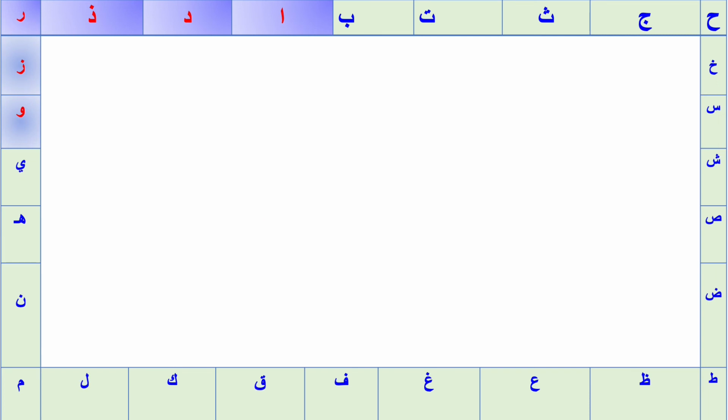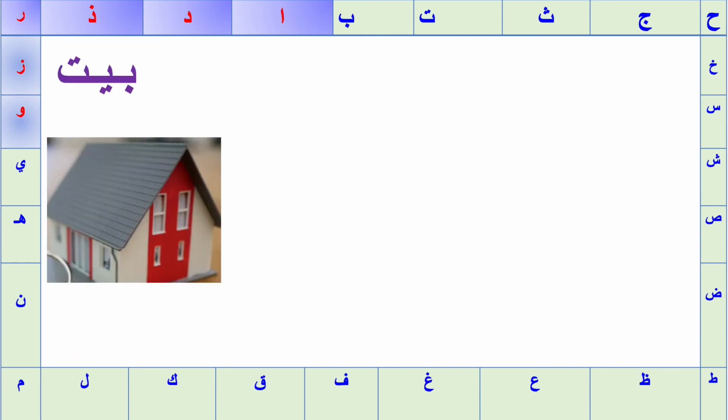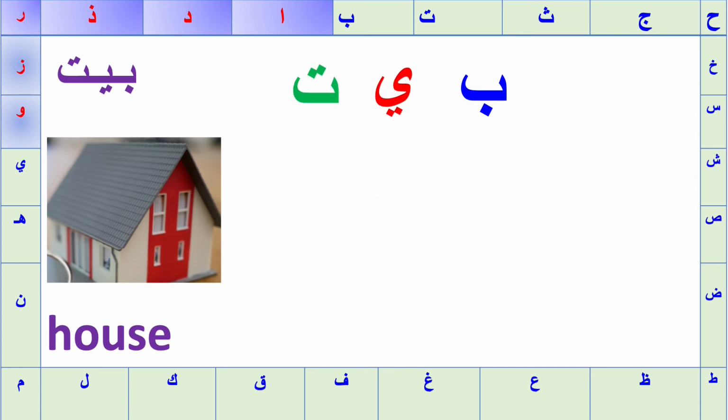Here is an example. The word we have is the word bait. The word bait stands for house in English. These are the component letters: al-ba, ba, al-ya, ya, al-ta, ta: bait. We can now, through the distribution of the letters, tell which one can connect to the right and which one can connect to the right and left.